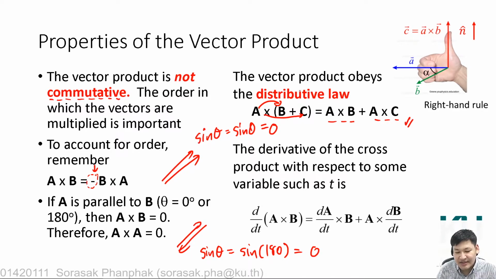Also, not only is it distributive in terms of addition, but when you use derivatives of the cross product of vector A and vector B, you get the derivative of vector A cross vector B plus vector A cross the derivative of vector B with respect to t as well. So this is how you can use the properties of the vector products, and you can apply them in a later section. For example, if you would like to find the torque, you can use these properties and operate with the vector operations.